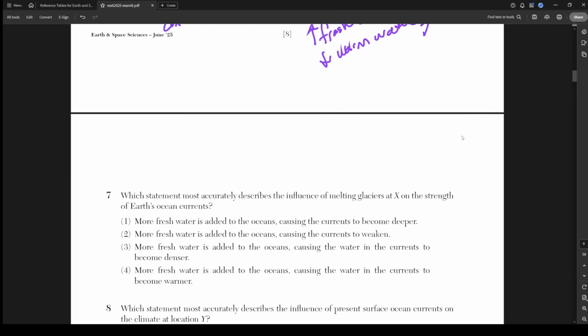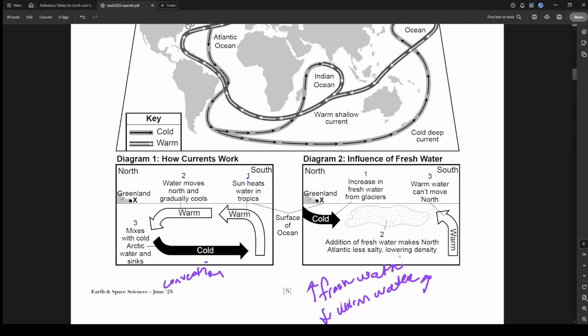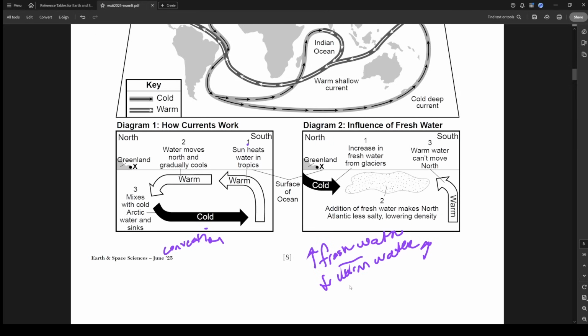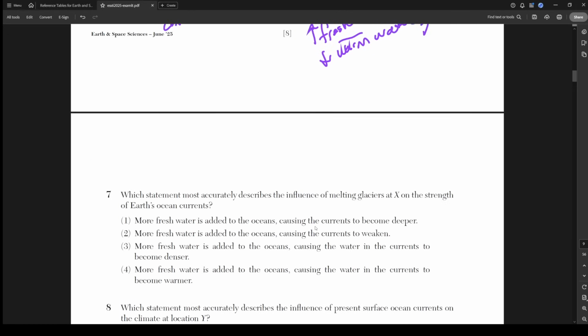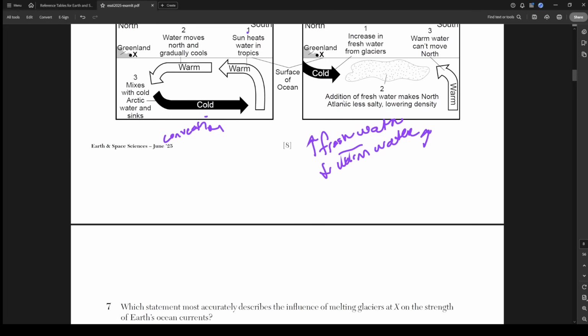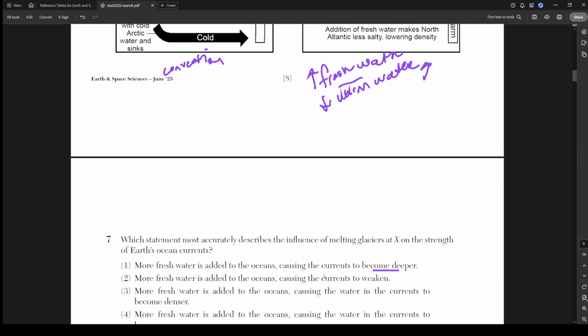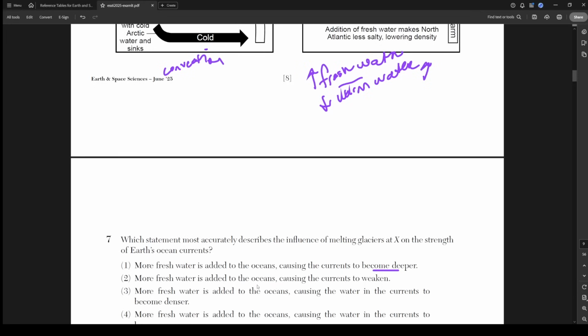Let's see. Which statement most accurately describes the influence of melting glaciers at X on the strength of the ocean currents? So I would say the warm water can't move. So more fresh water is going to, based on this, slow down the current. More fresh water causing the currents to become deeper? I don't think it said much about that. If anything, look, it's less salty, lowering the density. So I don't think so. I think if anything, this lower density is going to rise.